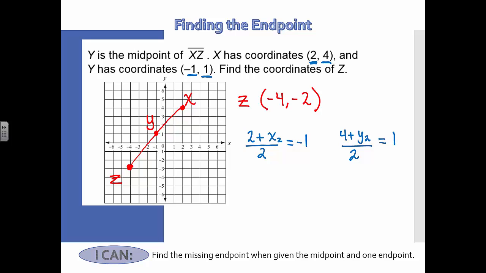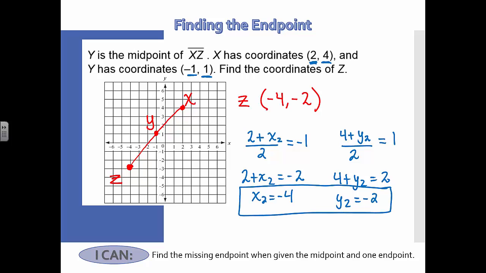So then I multiply both sides by 2, and I get 2 plus x2 equals -2. And then I subtract 2 on both sides, and I get x2 equals -4. For this one, multiply both sides by 2, and I get 4 plus y2 equals 2. Subtract 4 on both sides, and I get y2 equals -2. So you can see that I found the coordinates of my endpoint algebraically. So the coordinates of z, again, are -4, -2. So there's 2 ways to do those kinds of problems.